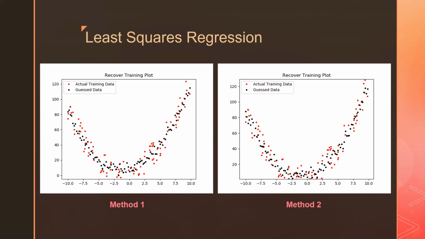So here, what you can see is method 1 on the left and method 2 on the right. The actual training data is shown in red and the guessed data in black. And the obvious thing that we see here is that our guessed data isn't reaching those outer regions of the actual training data sets, and we need a little bit of a bigger variance.